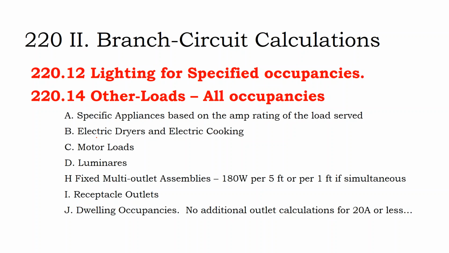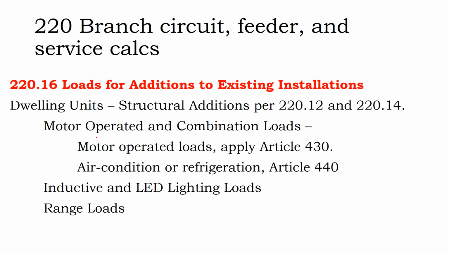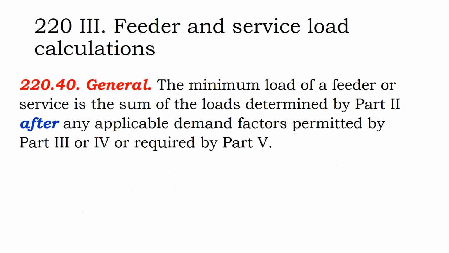Okay, getting into branch circuit calculations, we have lighting for specified occupancies, other loads. So we have dryers and cooking equipment, motor loads, light fixtures, outlets, dwelling units versus non-dwelling units. Code has rules for all these specific appliances. Air conditioners, refrigerators. Haven't really seen washing machines yet. The minimum load of a feeder or service is the sum of the loads determined by Part 2 after any demand factors permitted by 3, 4, or 5 come into effect.